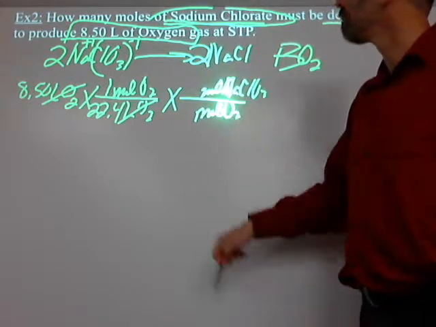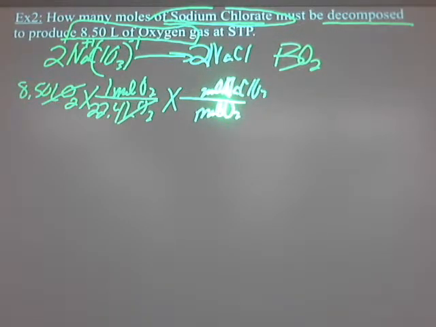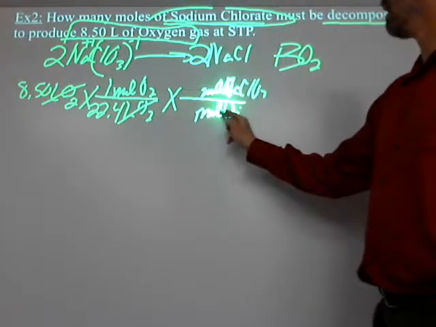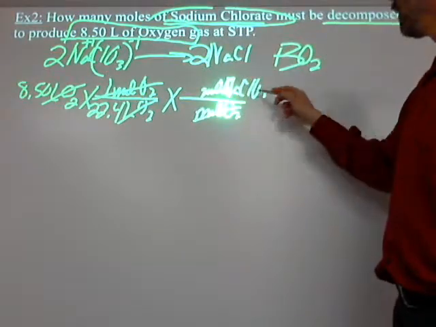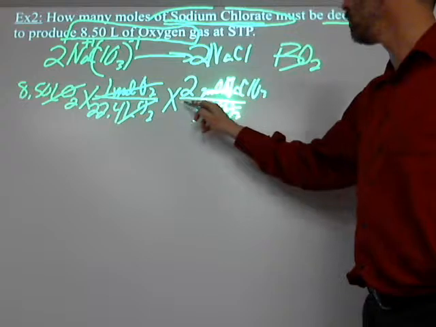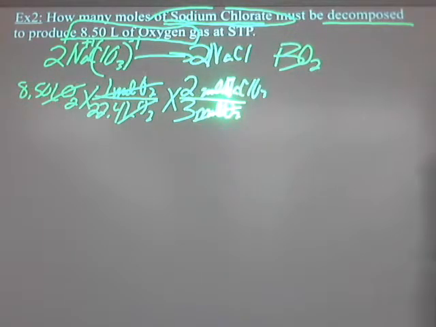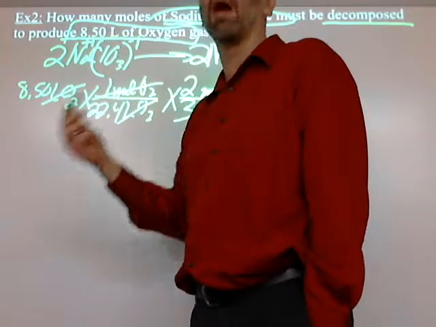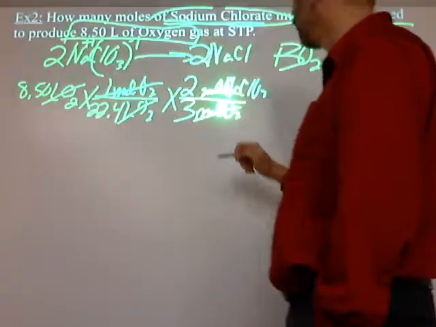NaClO3 on the top. Moles of sodium chlorate on the top. Moles of oxygen on the bottom. All right, I fill them in with the coefficients like I always would. Sodium chloride's coefficient is a 2, oxygen's is a 3. And the reason I don't have another step beyond this is I'm done. The question asked me for moles this time. It didn't ask me for grams. It didn't ask me for liters. It asked me for moles.